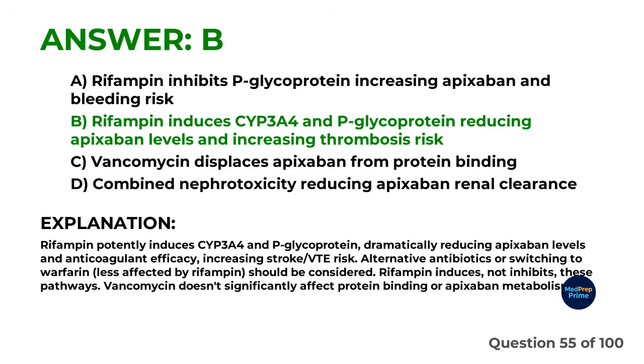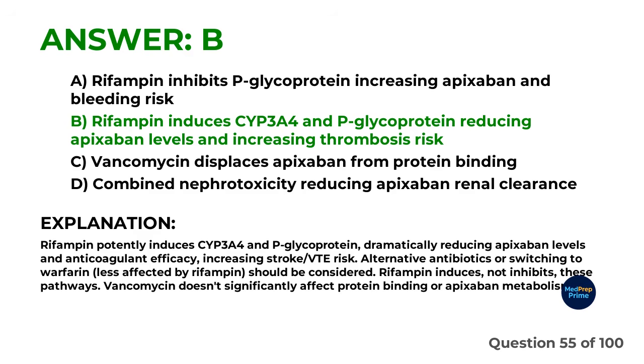Correct answer B. Rifampin potently induces CYP3A4 and P-glycoprotein, dramatically reducing apixaban levels and anticoagulant efficacy, increasing stroke and VTE risk. Alternative antibiotics or switching to warfarin, less affected by rifampin, should be considered.